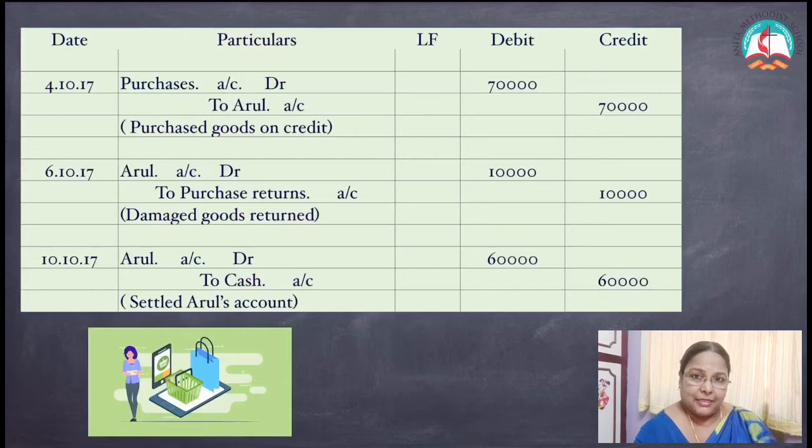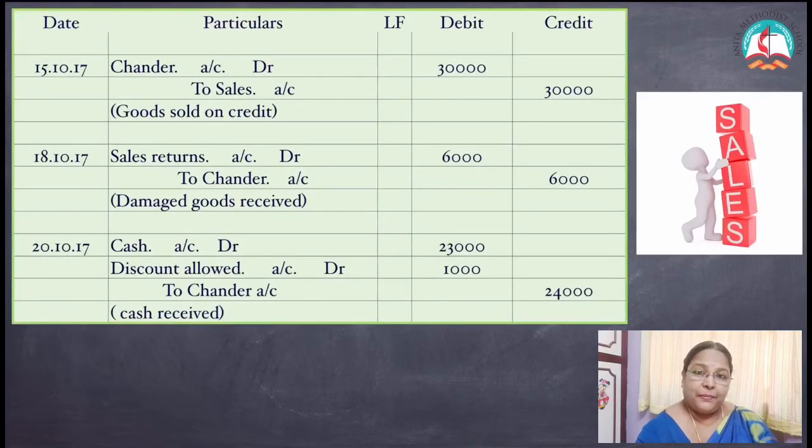Damaged goods returned. Right? I bought for 70. I returned 10,000. Now I am going to pay 60,000. Arul account debtor to cash account. Why cash is credited here? Because cash goes out. Are you able to understand the three journal entries? Purchases, purchases returns and the cash paid to the person. That is Arul. Clear, children? Okay. See the next one.